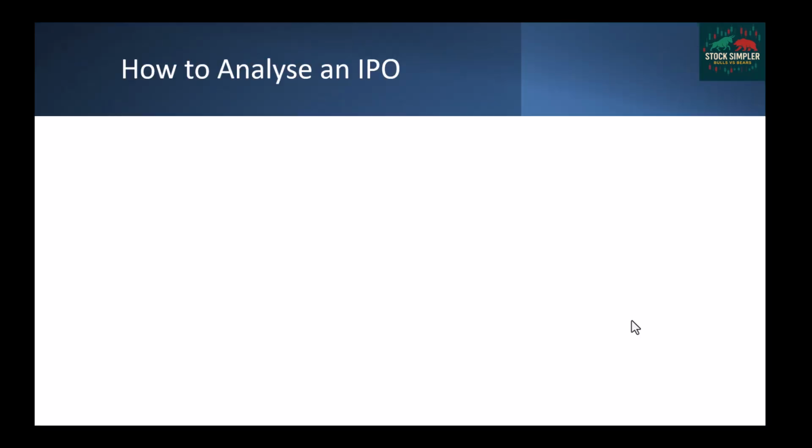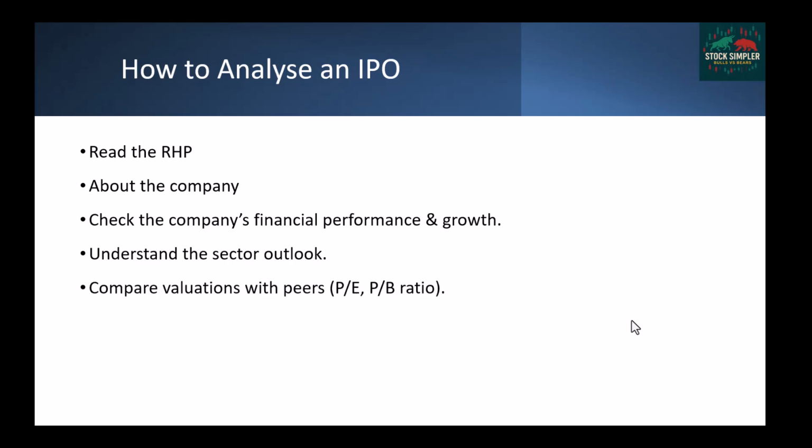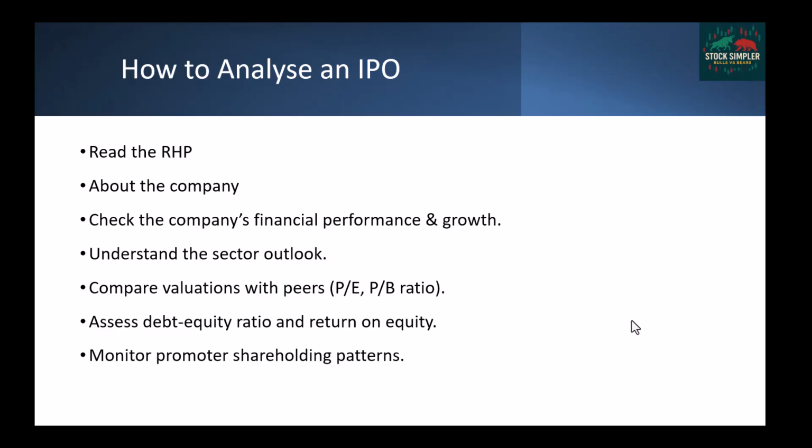Then the next question: how to analyze an IPO? First of all, you have to go through the RHP, which is nothing but the red herring prospectus, and learn about the company: what the company does and which segment it is in. Check the company's financial performance and growth aspects, understand the sector outlook, and compare valuation with peers, that is the P/E ratio or price to book value ratio. Also assess the debt to equity ratio and return on equity, monitor the promoter shareholding pattern as well, and also analyze the grey market premium.